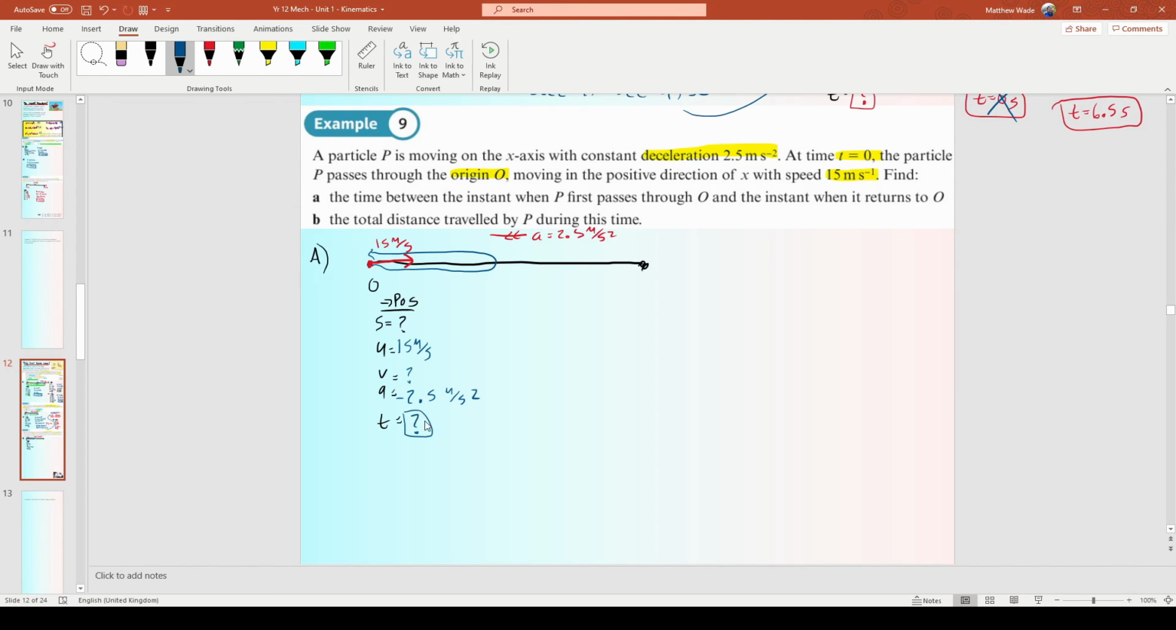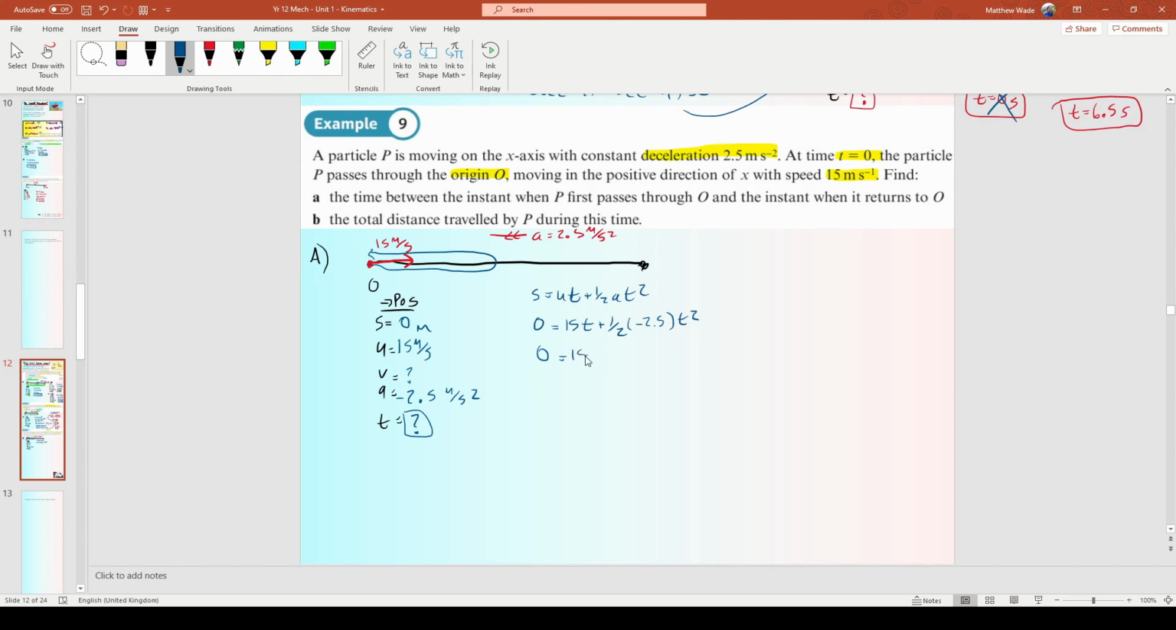Oh no, so I haven't got enough to solve. I only have 2 things. I need 3. If only there was something that I forgot about. That's it, my buddies. We do know S, don't we? It started at O, it ended at O. What's the distance that it's gone? 0. Like a boss. So we need the one without V. S equals ut plus 1/2 at squared. Cool. S is 0 though. 0 equals 15t plus 1/2 negative 2.5 t squared.